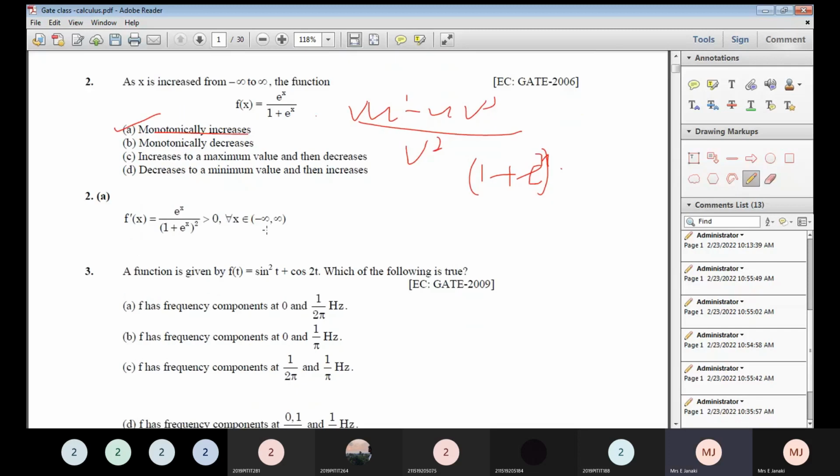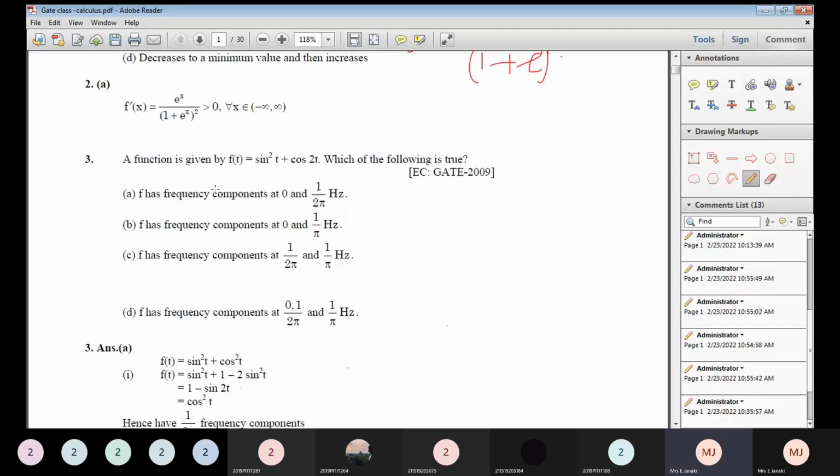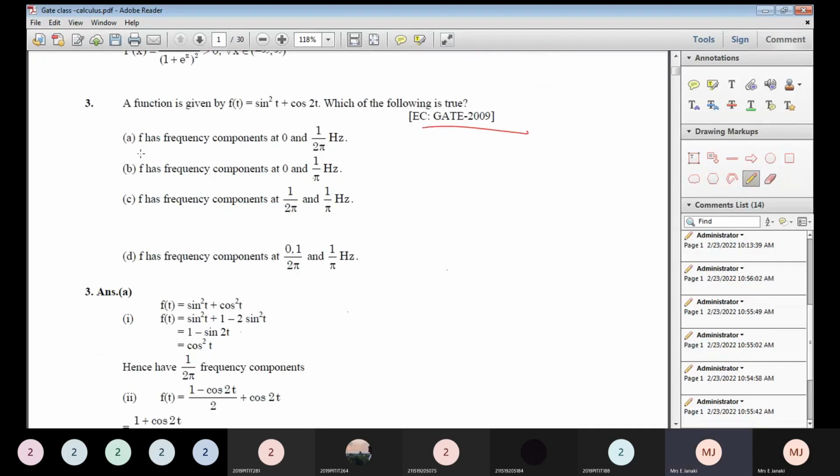And come to the second question. A function is given by f of t is equal to sine square t plus cos 2t. Which of the following is true? This is one GATE question. Here four options are given. F has frequency components at 0 and 1 by pi. F has a frequency component at 1 by 2 pi and 1 by pi. F has frequency components at 0, 1 by 2 pi and 1 by pi.